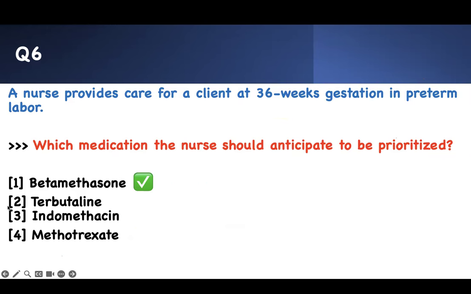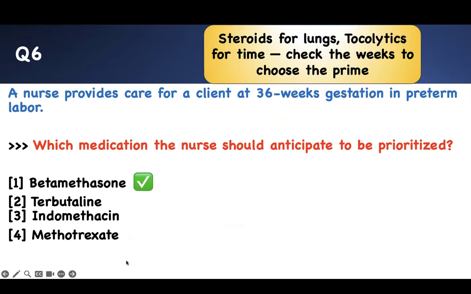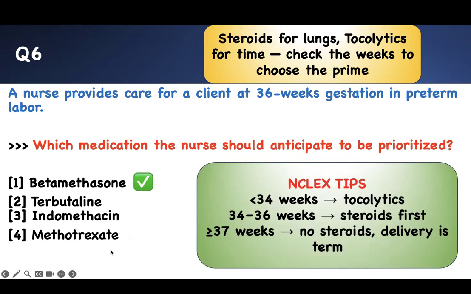But this is what I want you to write down. And that's the concept. This is the mnemonic. Steroid for the lung, tocolytic for time. Tocolytic is time. We use it based on time. But your steroid is going to improve your lung. What is the concept? If you're less than 34 weeks, yeah, we need to stop you so that we can allow your lungs to develop.